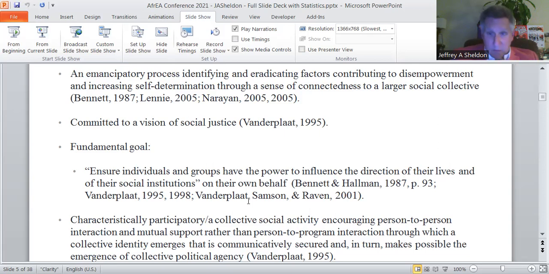So the fundamental goal, and I'll read this, the fundamental goal of the social intervention is to ensure individuals and groups have the power to influence the direction of their lives. It sounds very much like empowerment and self-determination, and of their social institutions on their own behalf. So people are able to take action. They feel emboldened to take action and change the course of events in their lives, to change the social institutions, which, when we talk about social institutions, we talk about greater society and social structure at multiple levels.